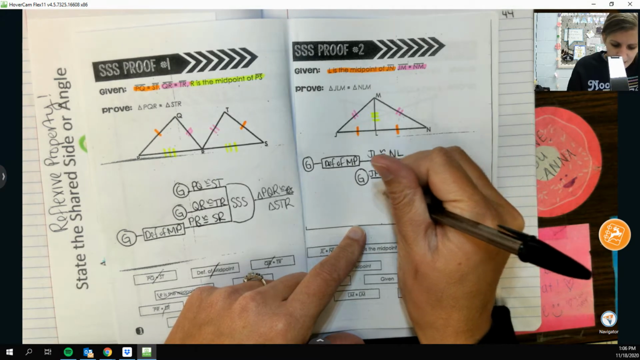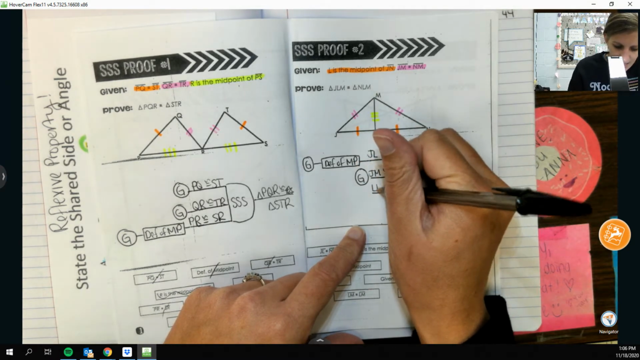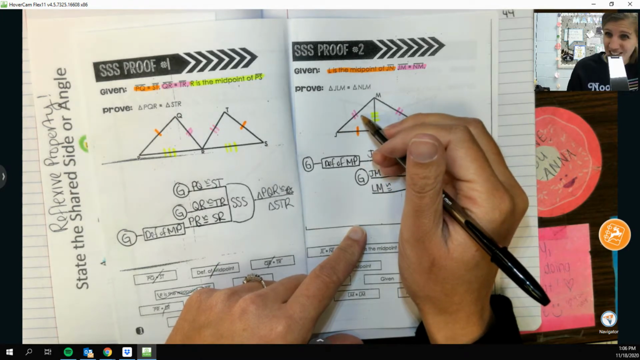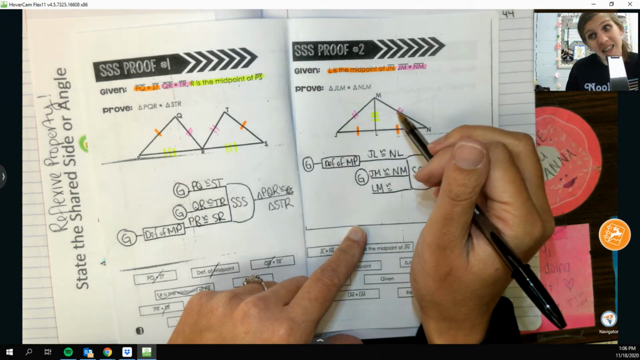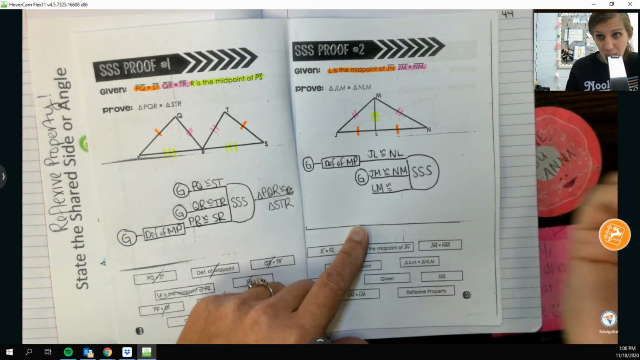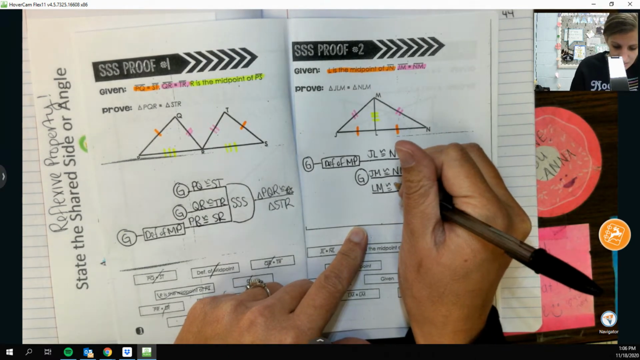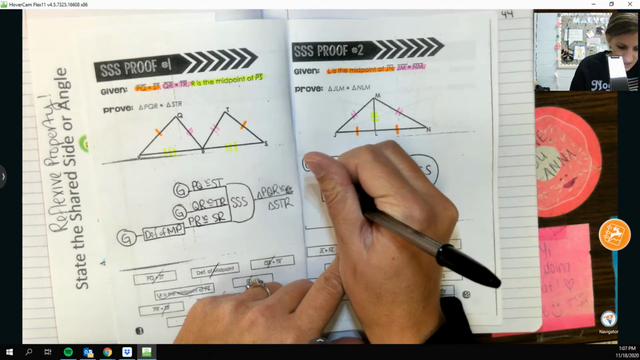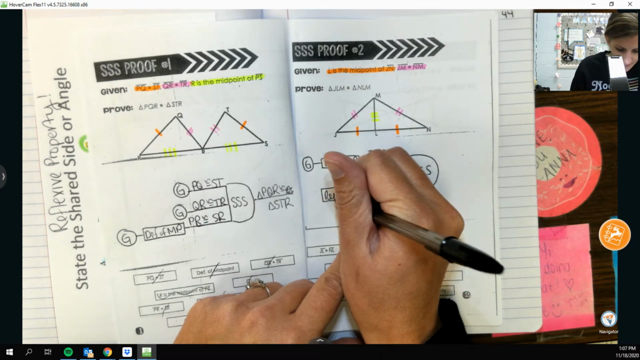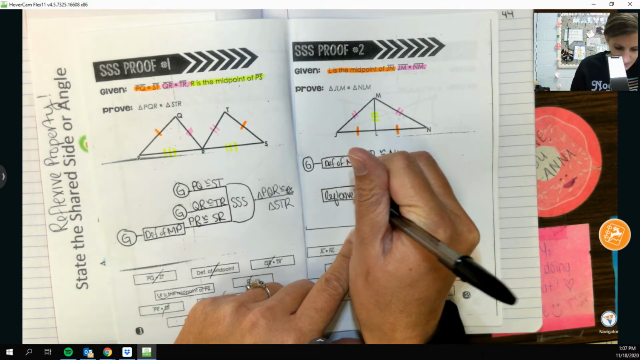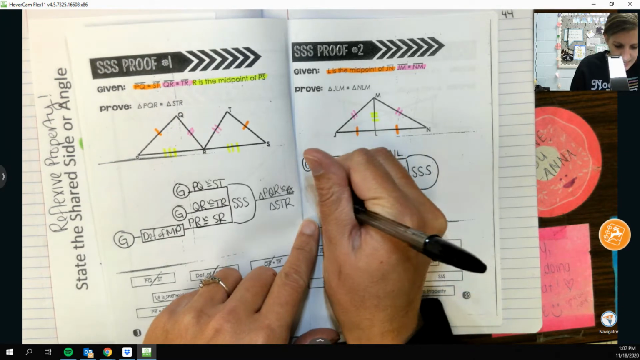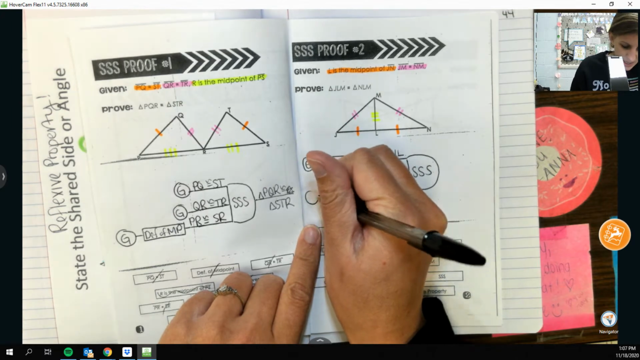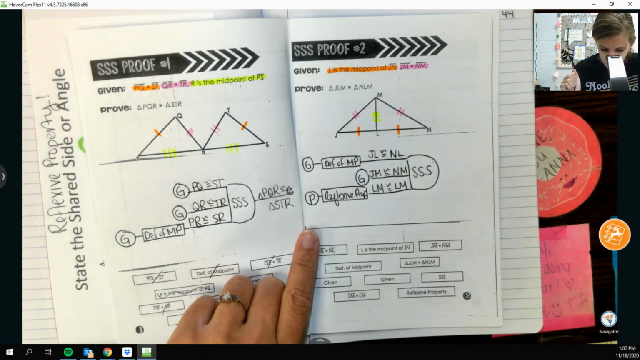Now the last side that I marked is that LM on the left triangle is congruent to itself on the right triangle because it's on both. So LM is congruent to LM. And that's the reflexive property. And I knew I had a shared reflexive side because I looked at the picture.